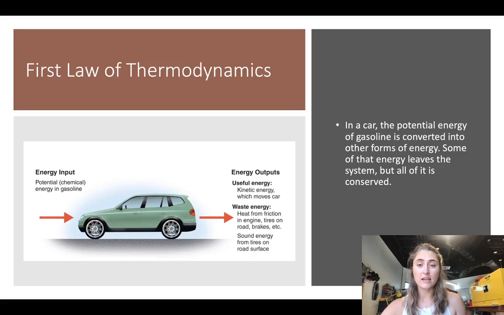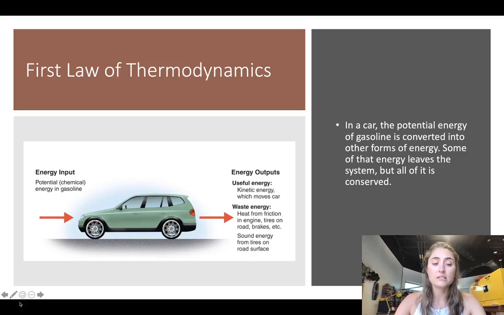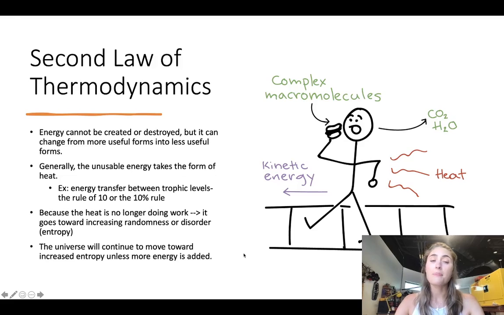Sometimes it's released and is no longer in a usable form. So we have this energy transfer from the gasoline into the car, but the car isn't using it fully. So instead, we get some of that energy used, and then some of it is lost as waste energy. And that's what the second law of thermodynamics is, that it can change from being useful to not useful. And usually that non-useful energy takes on the form of heat.